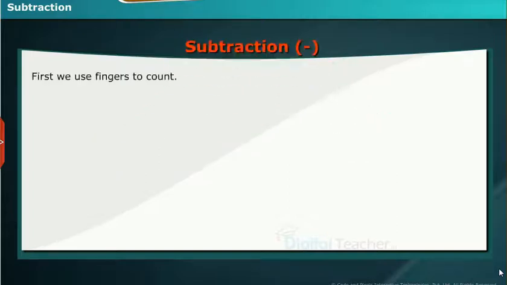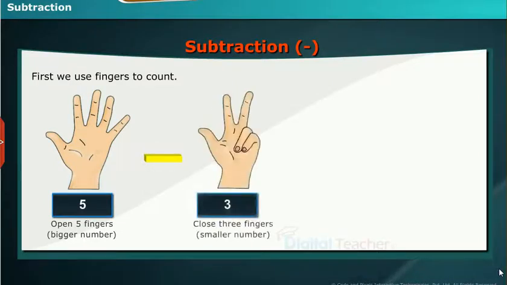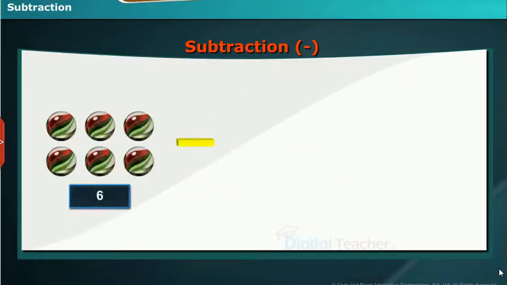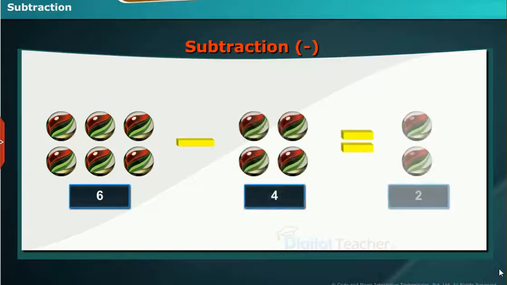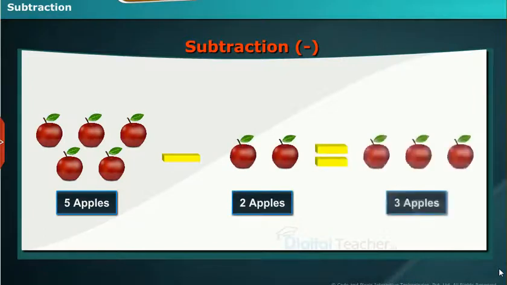First we use fingers to count. Open 5 fingers, bigger number, minus, close 3 fingers, smaller number, equal to, open fingers are 2. 2 is the answer. 6 balls minus 4 balls equal to 2 balls. 5 apples minus 2 apples equal to 3 apples.